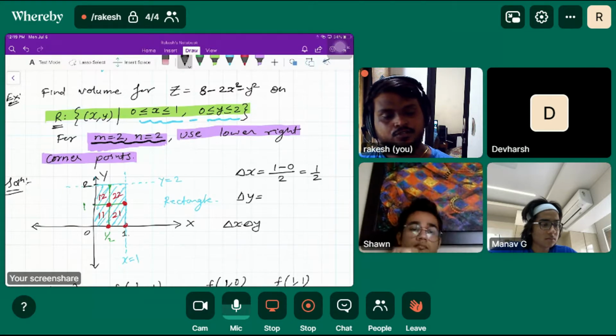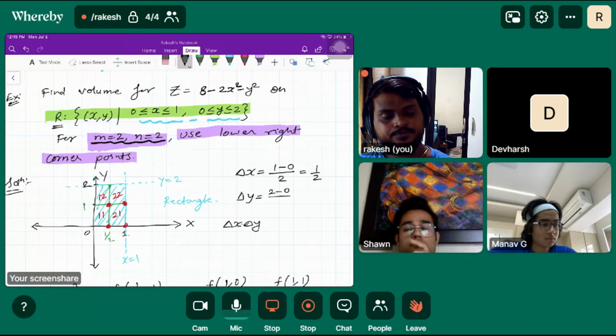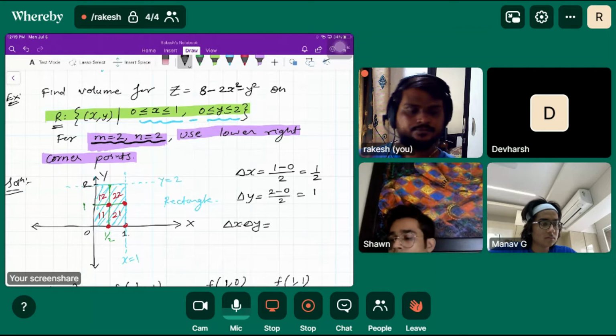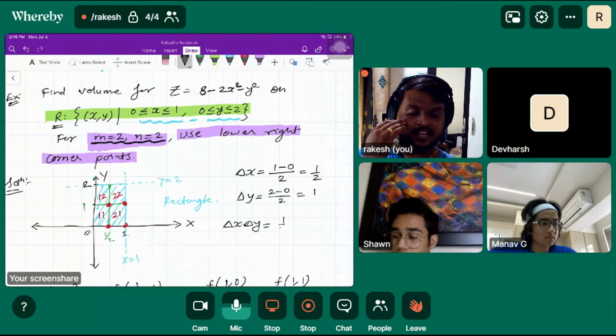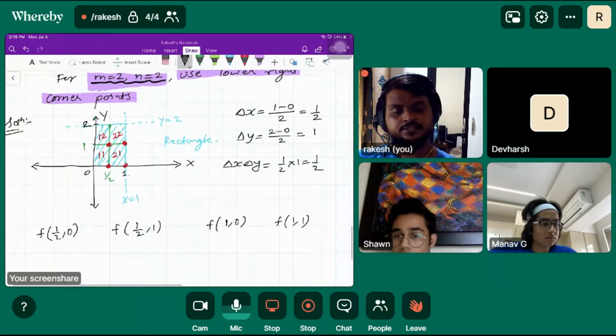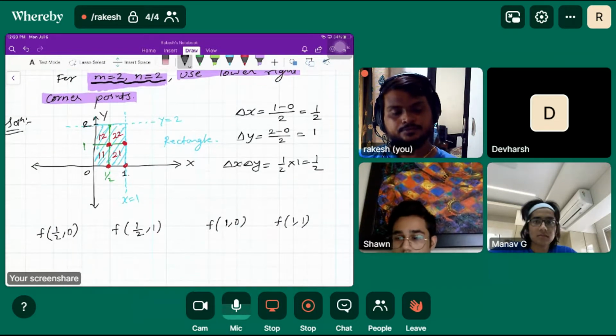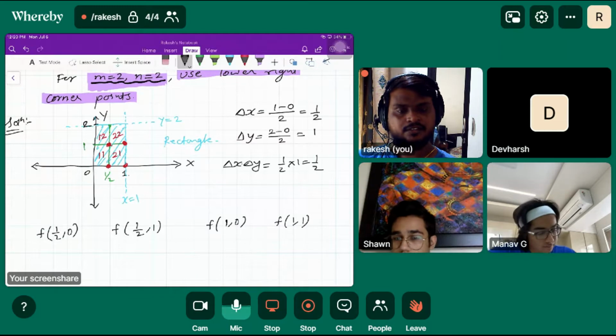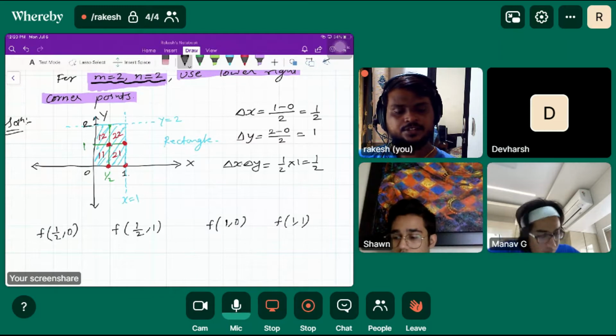Delta y is 2 minus 0 upon 2, which is 1. So what is the area of cross section? It means the area of each rectangle. Area of each rectangle is half into 1, which is half, right? This is the area of each rectangle. The areas are equal, right? Area of each rectangle is half, isn't it?